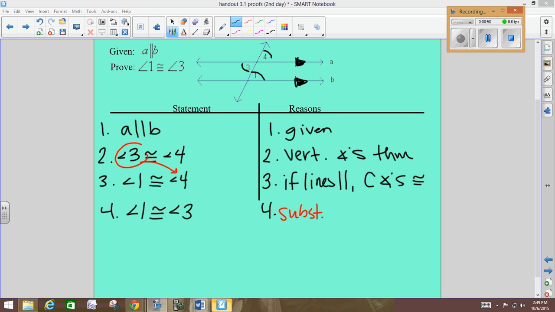So, Megan, what kind of angles were 1 and 3 again? Right, so if we look back at the beginning of the proof, if the lines are parallel and cut by a transversal, then alternate interior angles are what? Congruent. Always. Alternate interior angles will always be congruent when the lines are parallel.